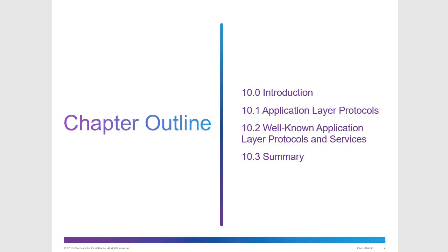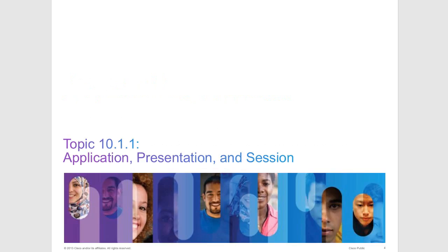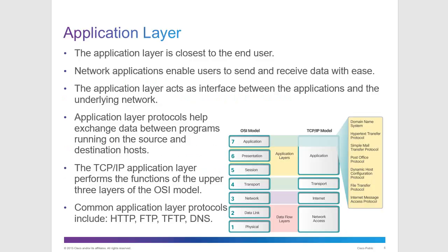And we are going to be talking about application layer protocols, well-known application layer protocols and services. And by application layer, we're not just talking top layer of the OSI model. We're going to be talking about the session layer, the presentation layer, and the application layer in the OSI model. So that's what we'll be taking a look at. You can see that here, that the application layer in the TCP/IP model lines up with application, presentation, and session. So again, that's what we'll be discussing.